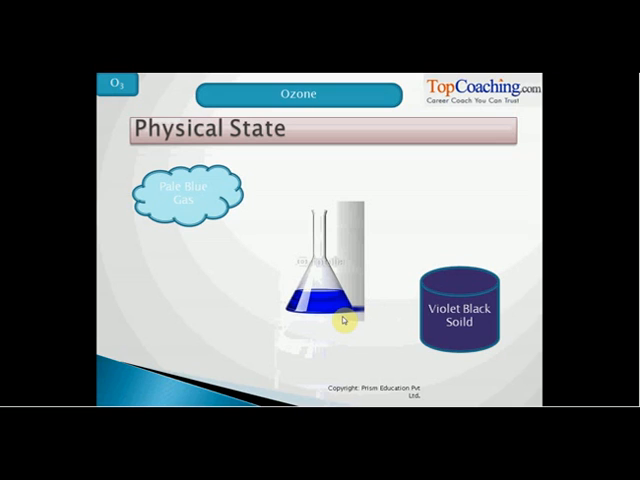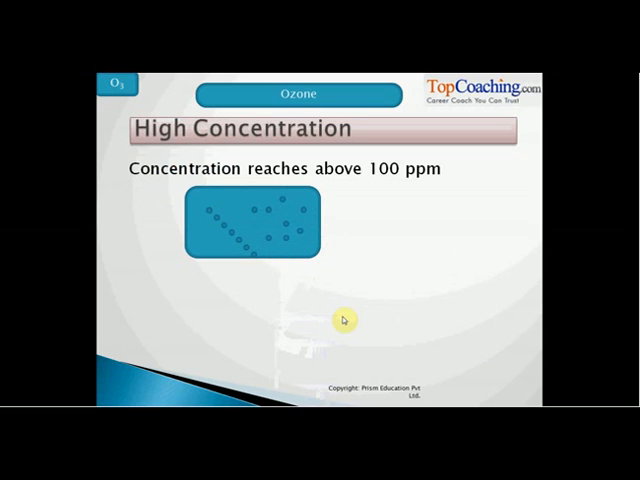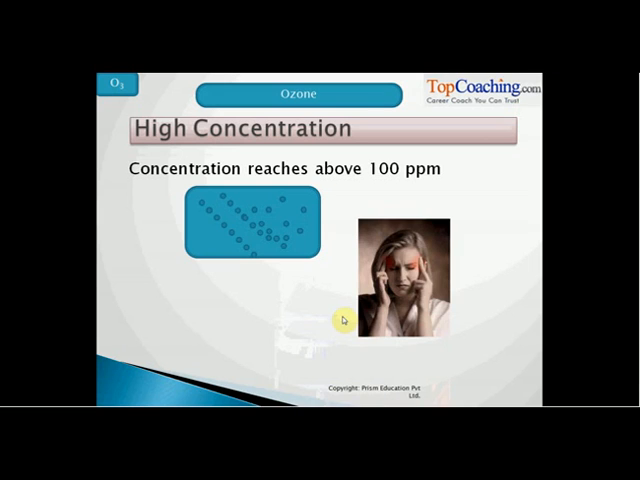And ozone is found in the atmosphere. And how is it formed? It is formed by heating of the oxygen by ultraviolet rays present in sunlight. Well, we know that ozone protects us from the ultraviolet rays, but at the same time, if the concentration of ozone increases to above 100 ppm, it leads to headache and nausea.